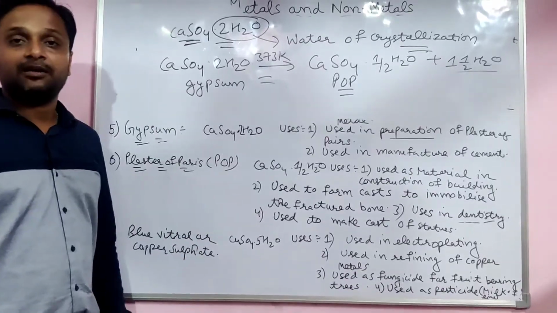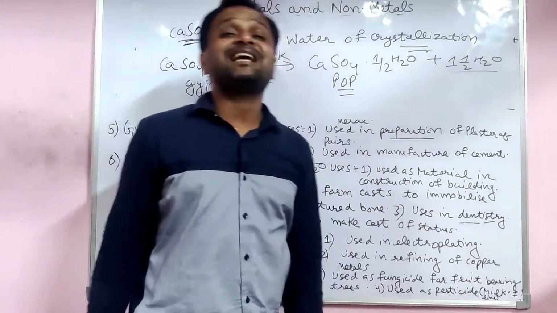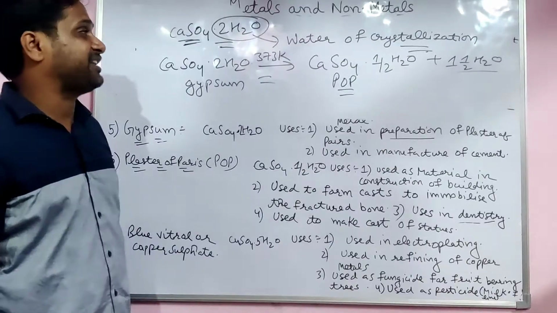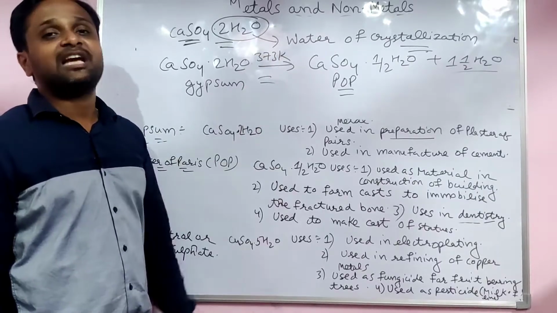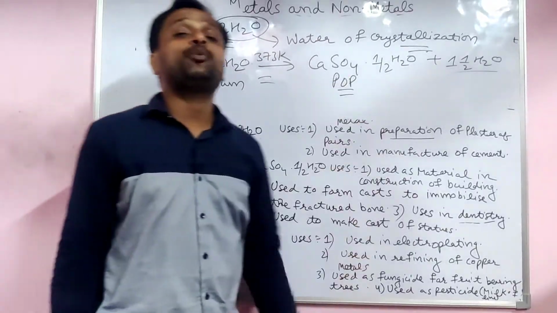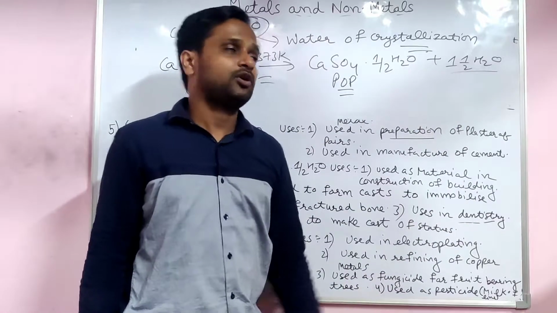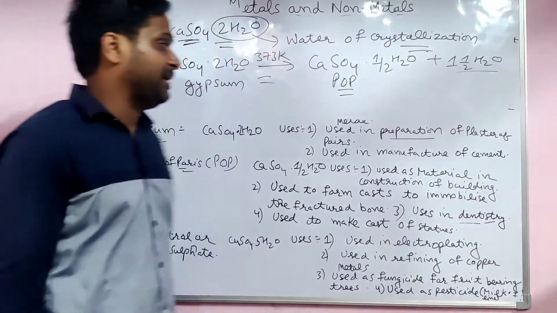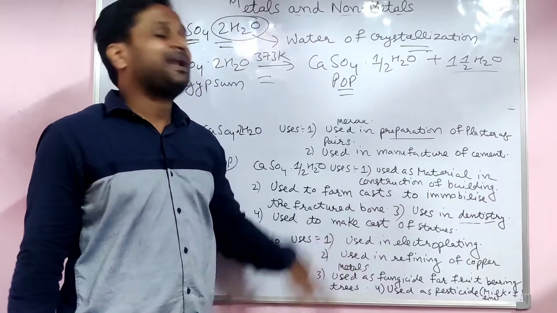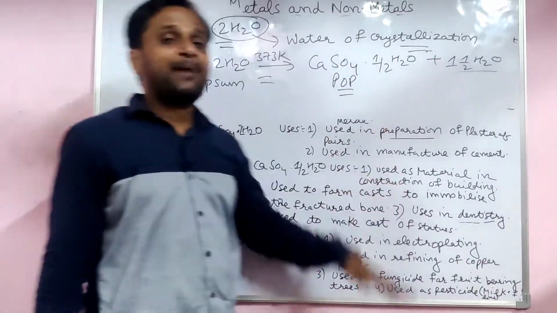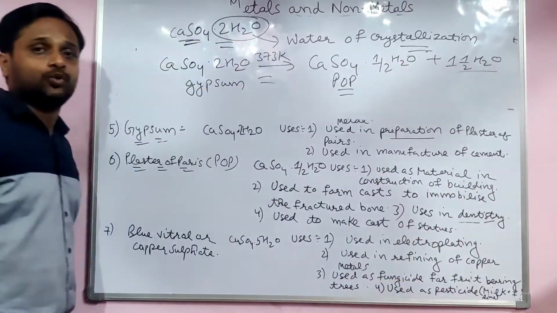Gypsum is calcium sulfate with 2H2O, water of crystallization. That extra water is called water of crystallization. When you heat gypsum at 373 Kelvin, 100 degrees centigrade, it gives POP. It loses 1.5 water; only half water is left. That's why it is used in the preparation of plaster of Paris. It is used in the manufacture of cement also.